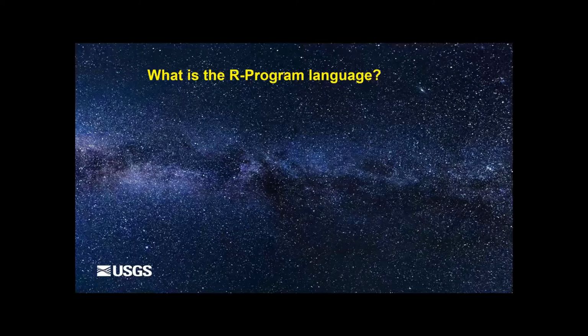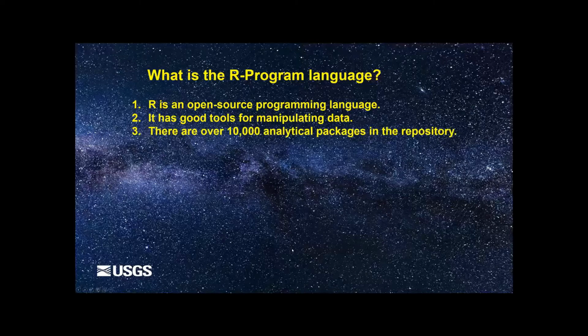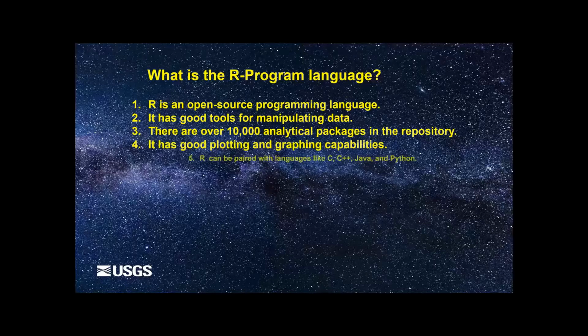What is the R program language? R is an open source programming language. It has good tools for manipulating data. There are over 10,000 analytical packages in the repository. Each package has many different functions in it. It has good plotting and graphing capabilities.